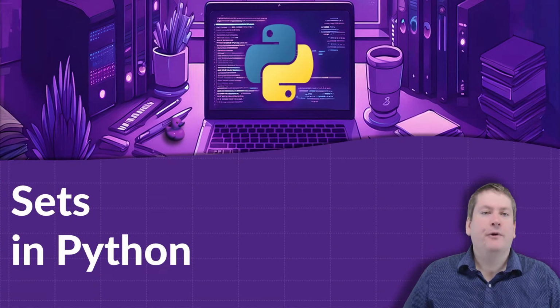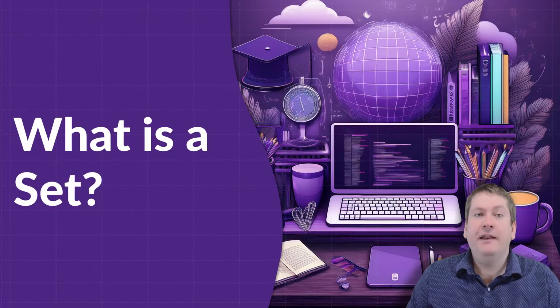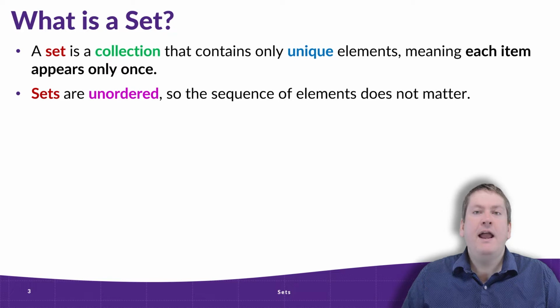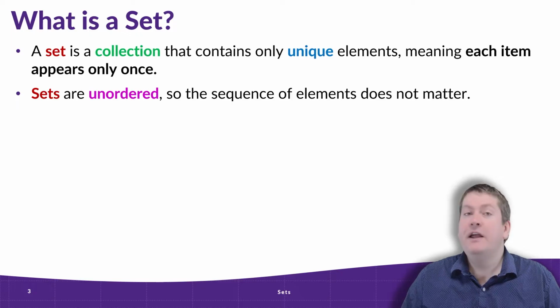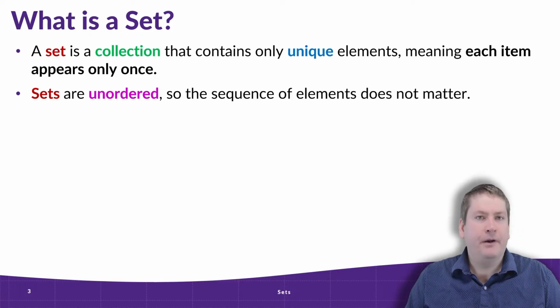In this video, we're going to explore sets in Python. But before we get into how we use set in Python, we need to explain what a set is. Well, a set is a collection that contains only unique elements, meaning that each element in the set has to be different. So if it was a set of strings, each one of those strings would have to be different. If it was a set of numbers, each one of those numbers would have to be a different number.